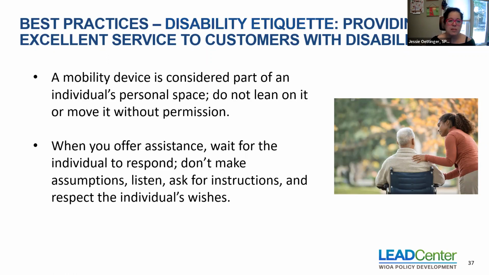A mobility device is considered part of an individual's personal space, and we saw an example of that in the video. Don't move somebody's walker out of the way, or their cane, or their wheelchair. Don't lean on it, and generally don't touch it unless you've asked their permission. Consider it part of their body. It would be weird to touch somebody inappropriately in a meeting, and it's also weird to touch their assistive devices. When you want to offer assistance, wait for the individual to respond. Don't make assumptions, listen, ask for instructions, and definitely respect whatever direction they give you.